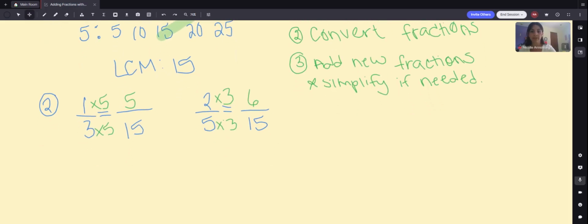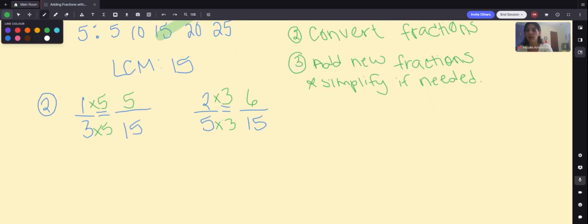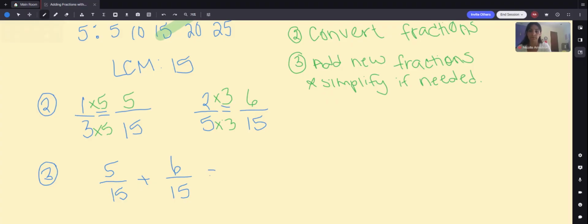Now, lastly, what we do with our new fractions is add them. So we're going to take our new fractions with like denominators, 5/15, and add it to 6/15. 6 plus 5 is 11. So we have 11 over 15 as our answer, and there's no simplification that is needed. So our final answer is 11 over 15, 11/15.